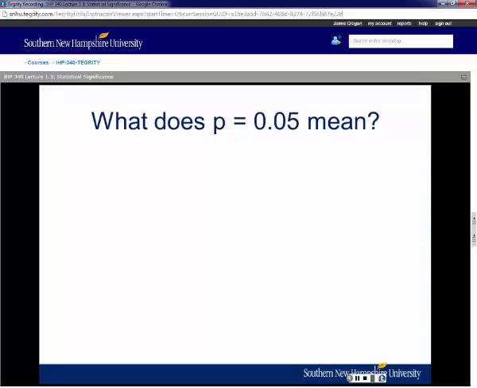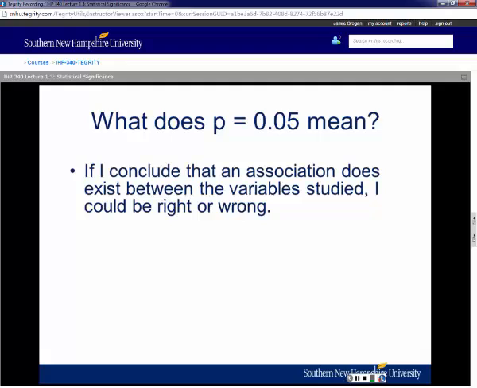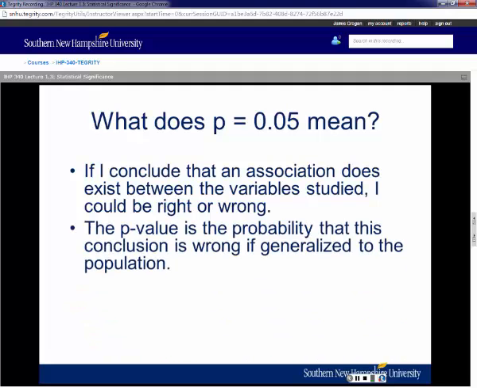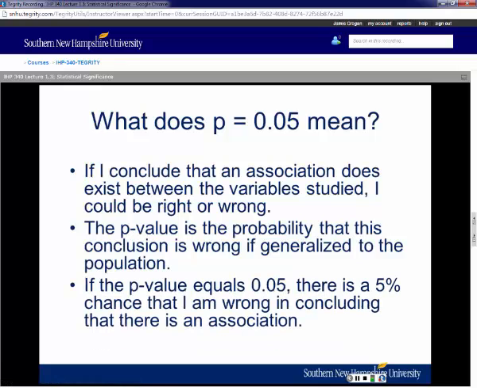So p less than or equal to 0.05, this means that if I conclude that a relationship exists between the variables that I studied, well, I could be right or wrong. That p-value is the probability that the conclusion is wrong if I generalize that result to the population. So a p-value equal to 0.05 means there's a 5% chance that I am wrong in concluding that there is a relationship or an association between those variables that I studied.